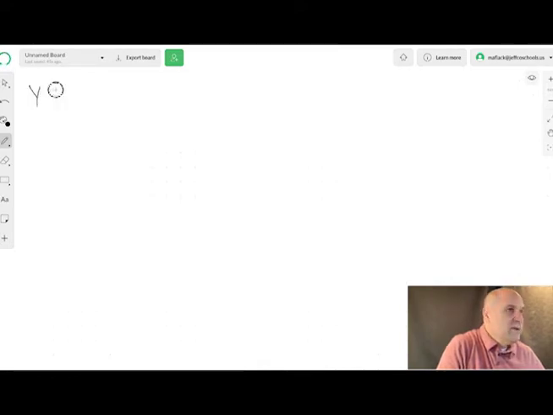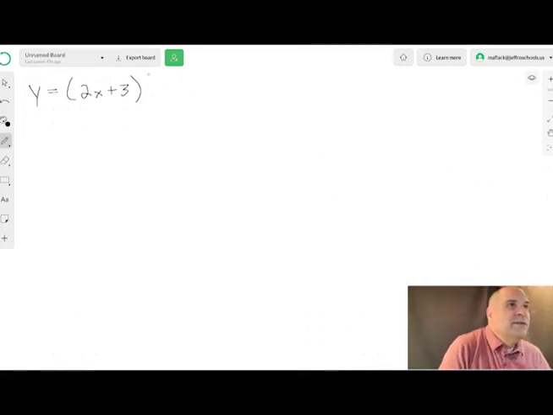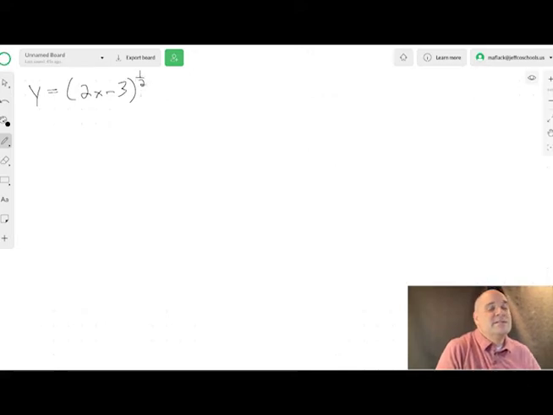Now, the square root function doesn't have to be written in radical form. We're going to write it in exponential form, the fractional exponent version. So this is (2x minus 3) to the 1/2, which is basically the square root of 2x minus 3, plus 4. Okay, so we're going to graph this square root function and its inverse.